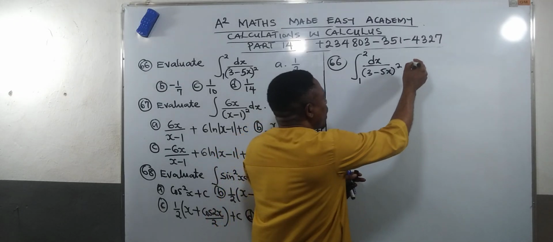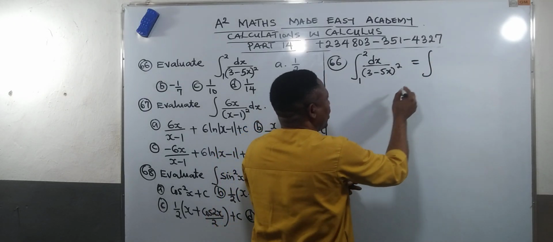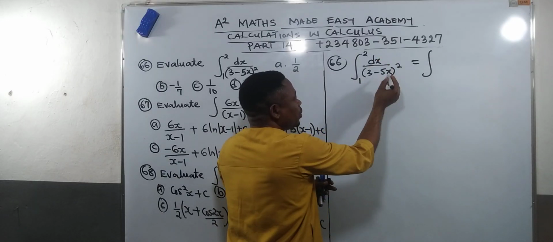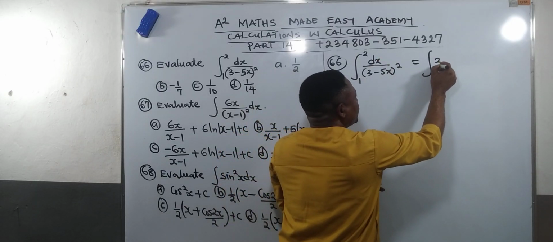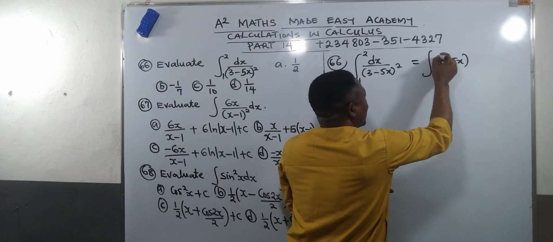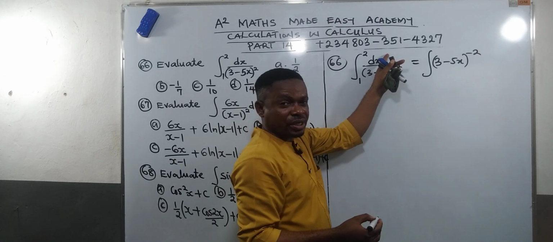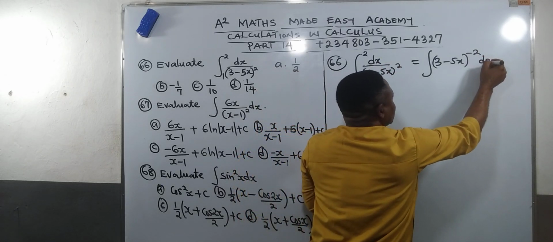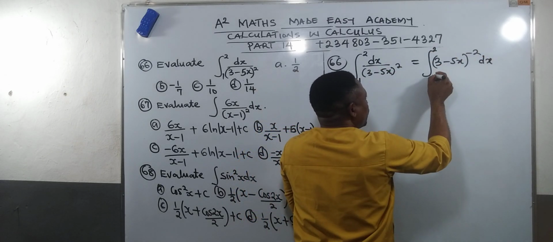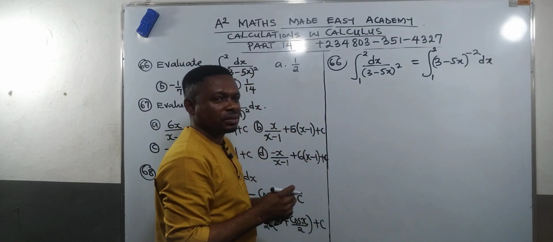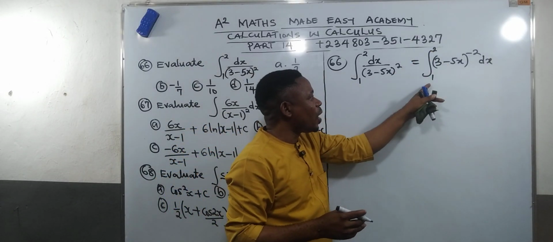But meanwhile, what we are going to do now is to have the integral. I will take this value up so that it becomes the integral of (3 minus 5x) in brackets raised to the power of minus 2, according to the law of indices, under dx, bounded by upper limit and lower limit. Upper limit is 2, lower limit is 1.